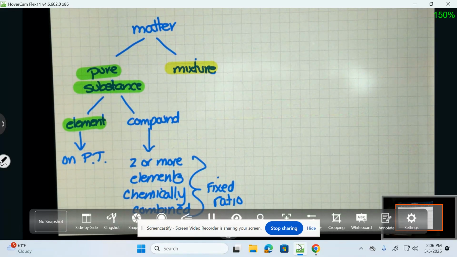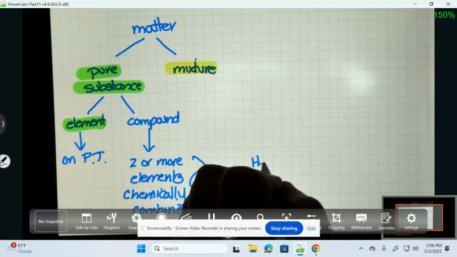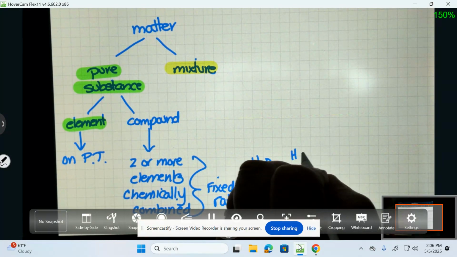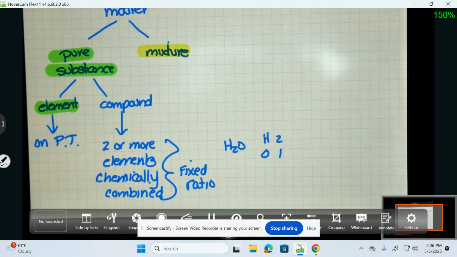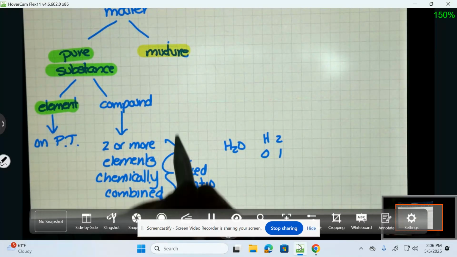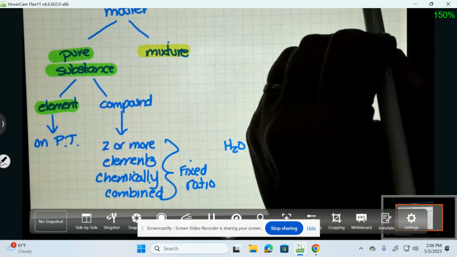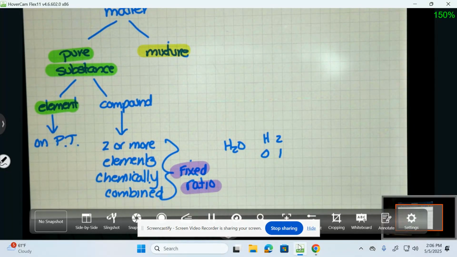What I mean by fixed ratio, let's say you have water. Then you have 2 H's and 1 O. No matter how much water you have, you will always have twice as many hydrogens as you have oxygens. Always, okay? These words right here are the important thing. Fixed ratio.